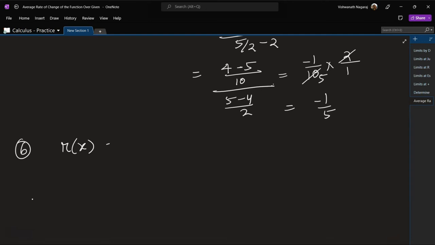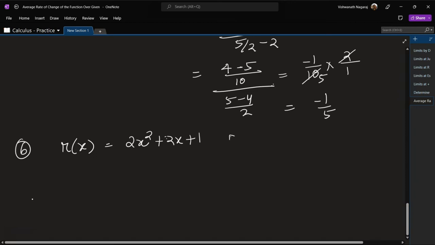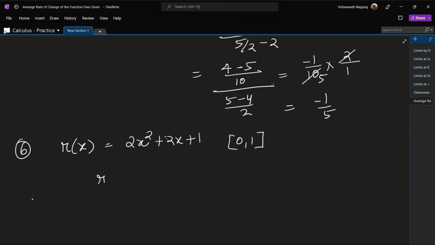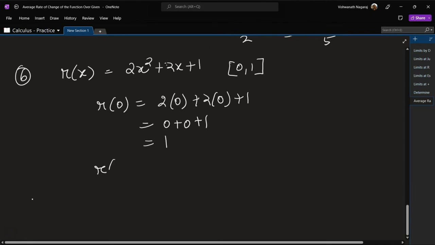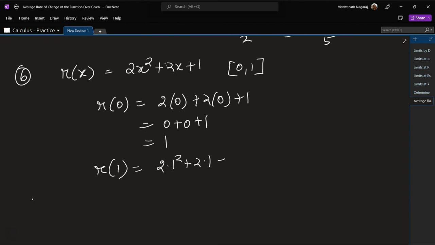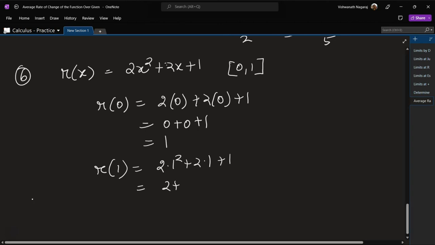R of x is equal to 2x square plus 2x plus 1 in the interval 0 comma 1. Okay, so R of 0 is equal to 2 times 0 square plus 2 times 0 plus 1, which is 0 plus 0 plus 1, which is 1. Similarly, R of 1 is equal to 2 times 1 square plus 2 times 1 plus 1, which is 2 plus 2 plus 1, which is 5.